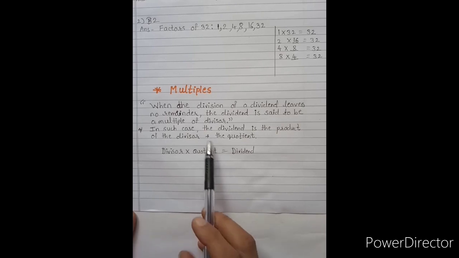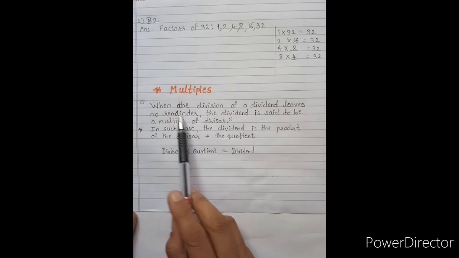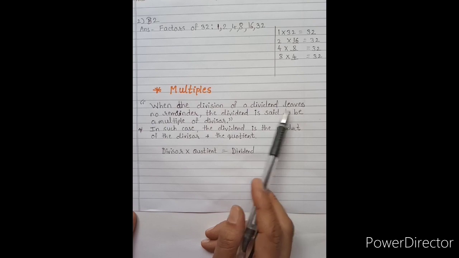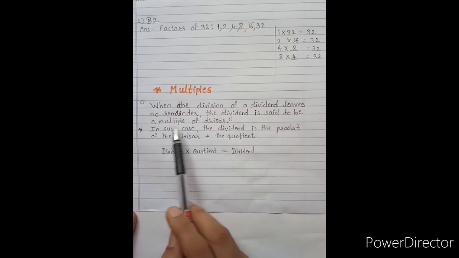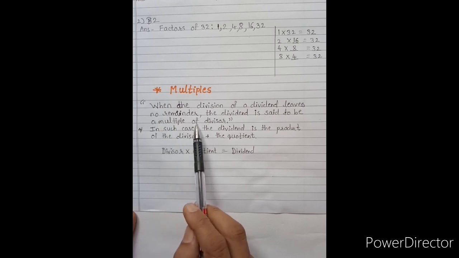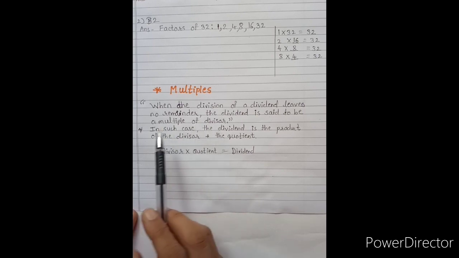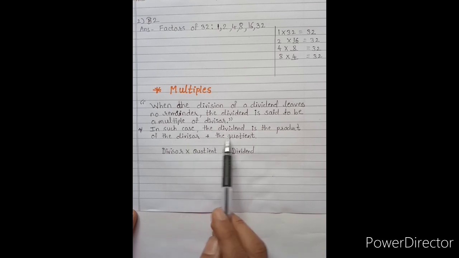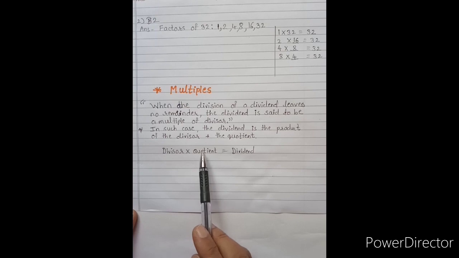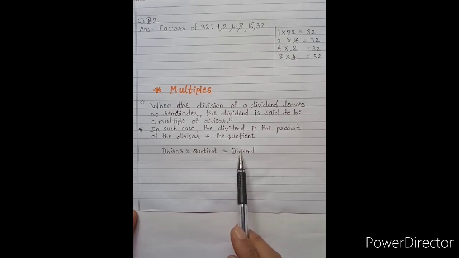Now we will learn about multiples. When the division of a dividend leaves no remainder, the dividend is said to be a multiple of the divisor. In such a case, the dividend is the product of the divisor and the quotient. It means divisor multiplied by quotient gives you the product, the dividend.